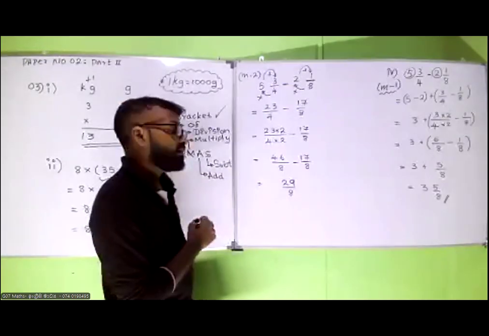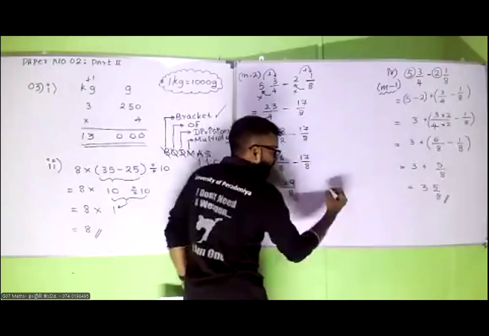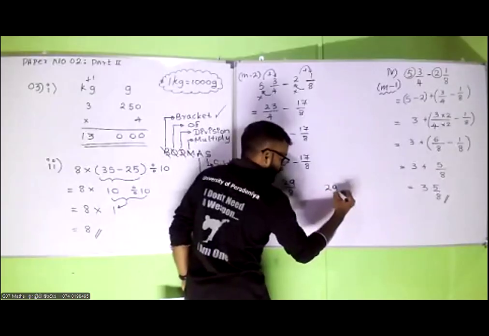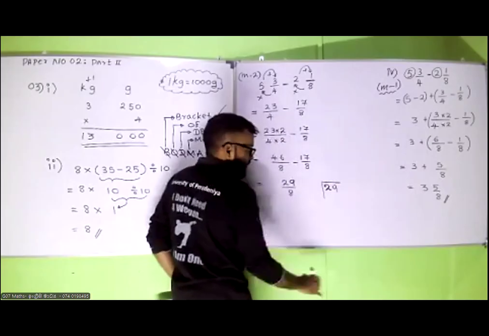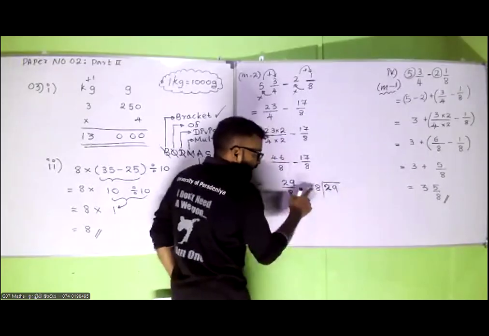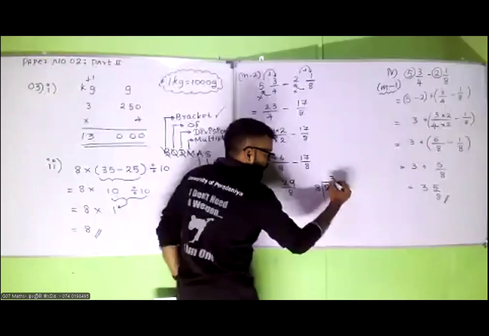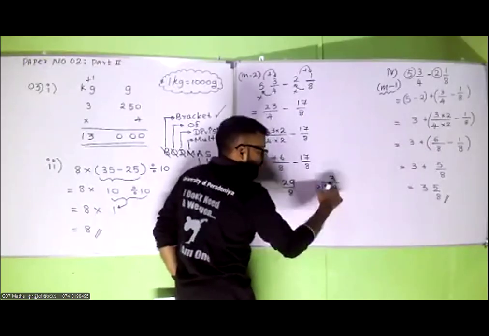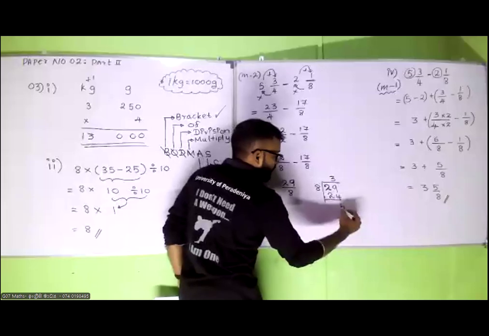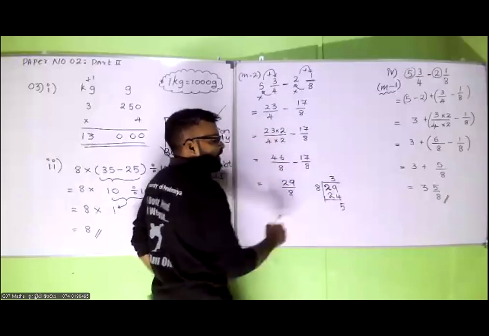Fractions lesson. Right? So, here you have 29. You have to divide by 8. 8 times 3 is 24. Right? Subtract. Remainder is 5.